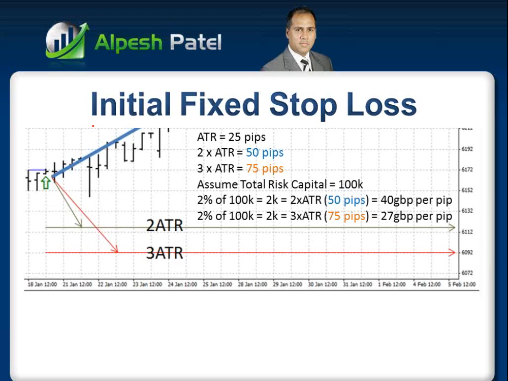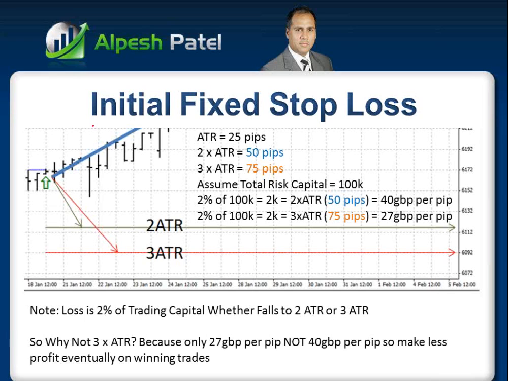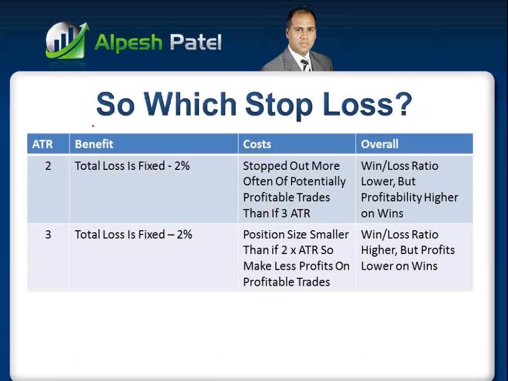So I look at the MACD and the stochastic on the Alpesh momentum radar. That's why I have a fixed stop loss there, because if it hits that or it gives me an exit on my MACD, then I'm out either way. Got it? The loss is 2% of trading capital, whether it falls to 2 or 3 ATR. I've explained how the interaction works.